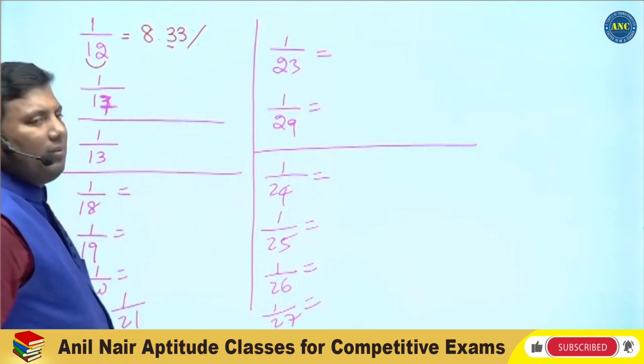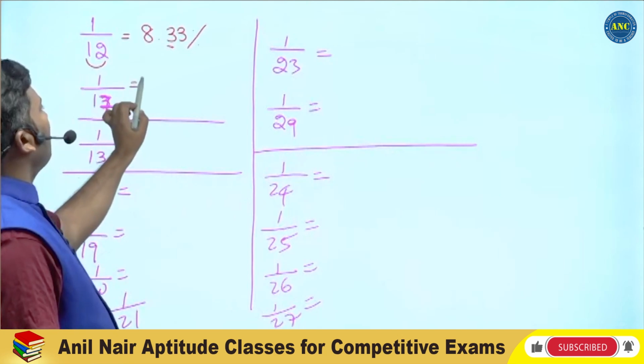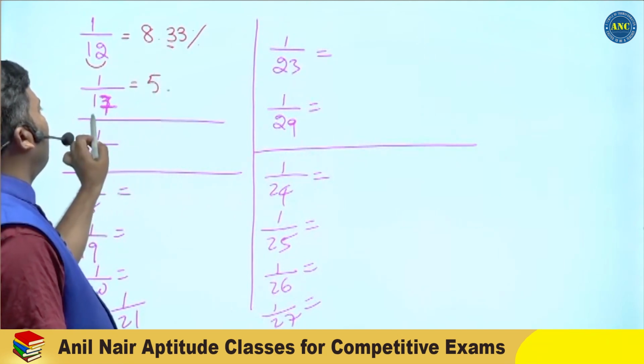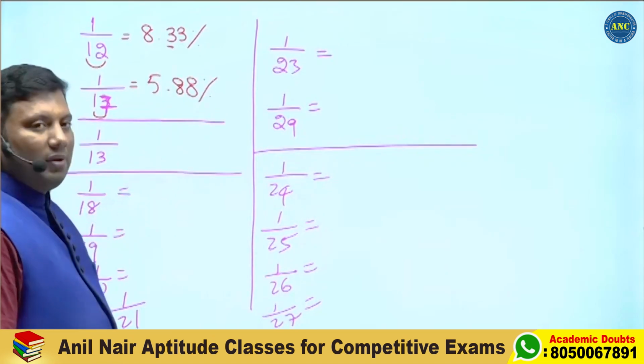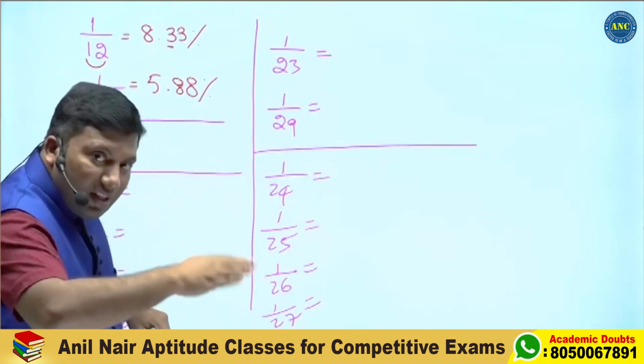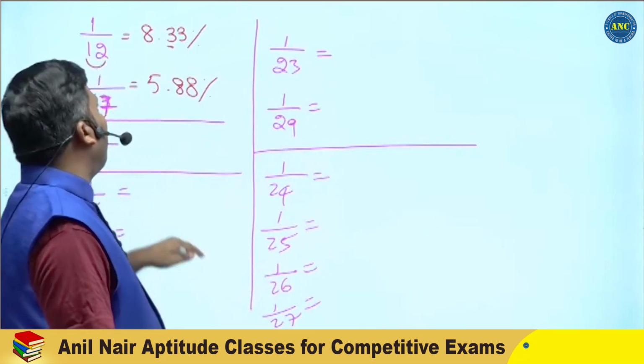12 goes 8 times in 100. Add the digits in the denominator. 17 goes 5 times in 100. Add the digits in the denominator. Number of digits repeated will be 12 minus 1, 11.